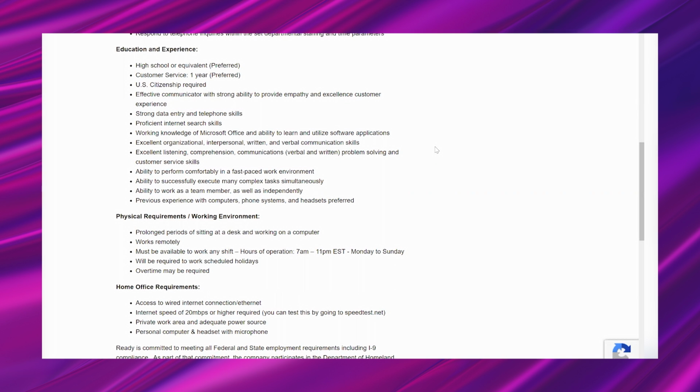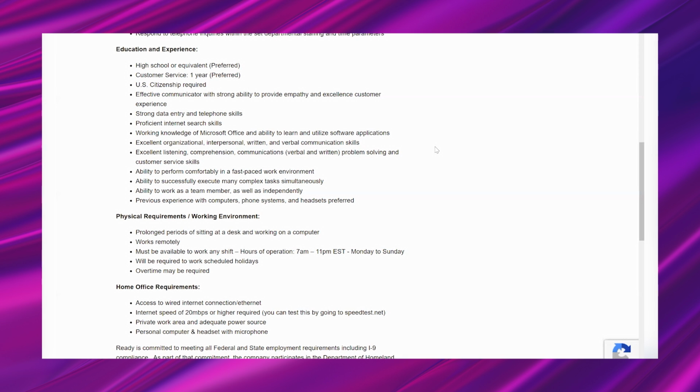Effective communicator with strong ability to provide empathy and excellent customer experience, strong data entry and telephone skills, proficient internet search skills, working knowledge of Microsoft Office and ability to learn and utilize software applications, excellent organizational, interpersonal, written and verbal communication skills, excellent listening, comprehension, communications, verbal and written, problem solving and customer service skills, ability to perform comfortably in a fast-paced work environment, ability to successfully execute many complex tasks simultaneously, ability to work as a team member as well as independently, previous experience with computers, phone systems, and headsets preferred.